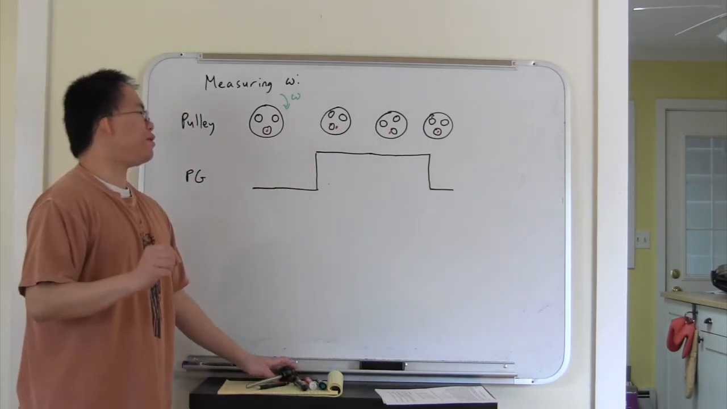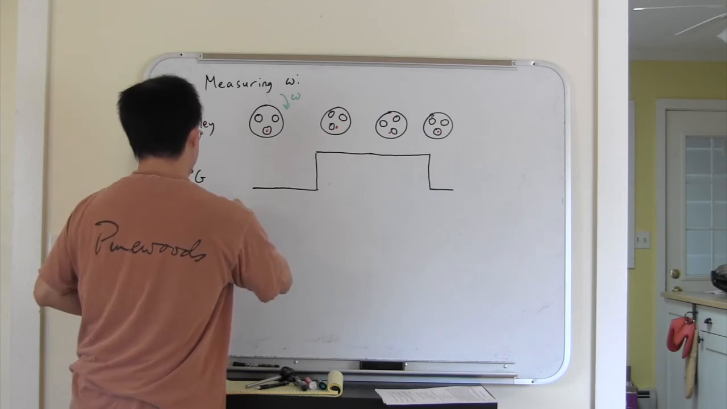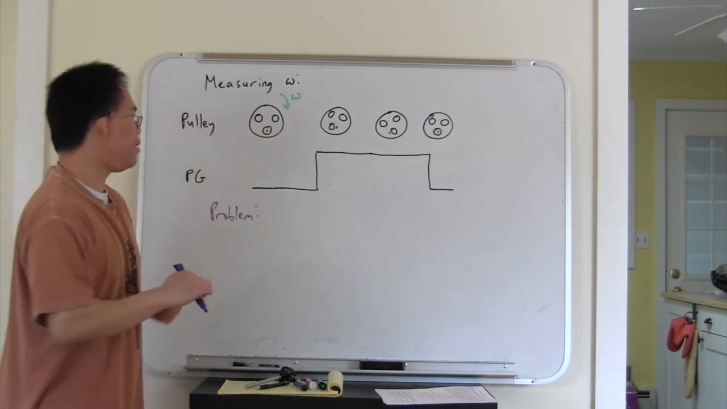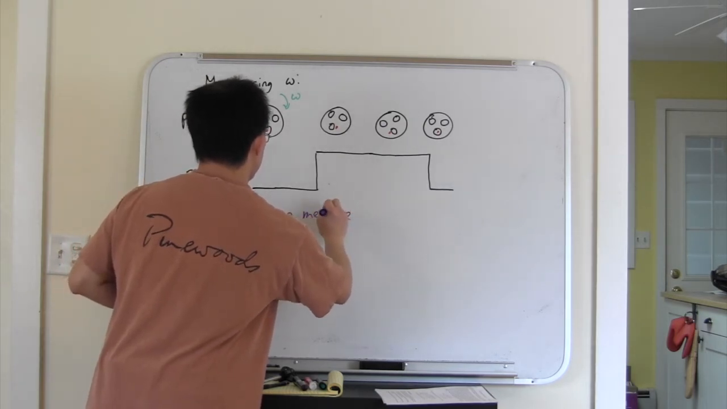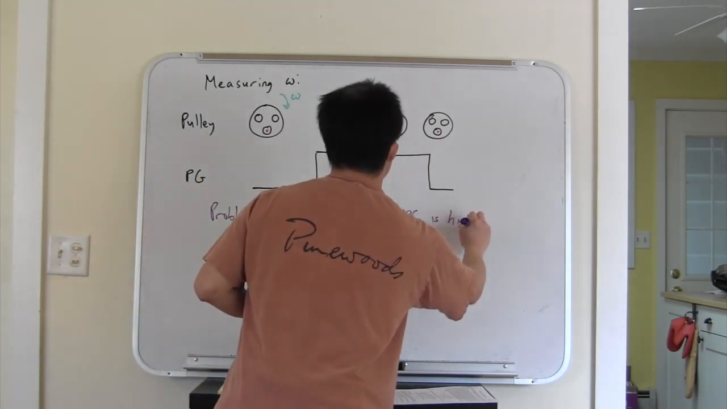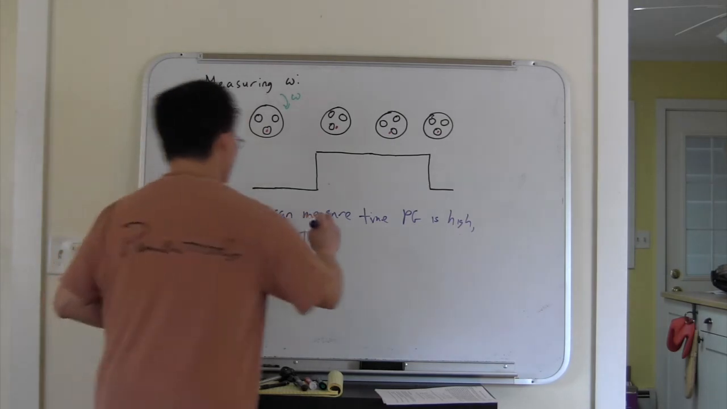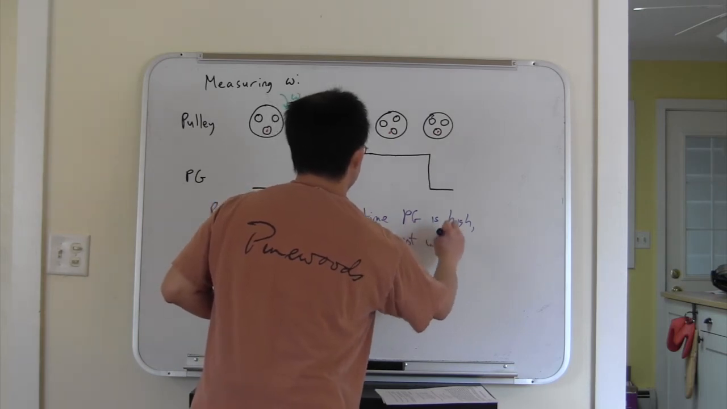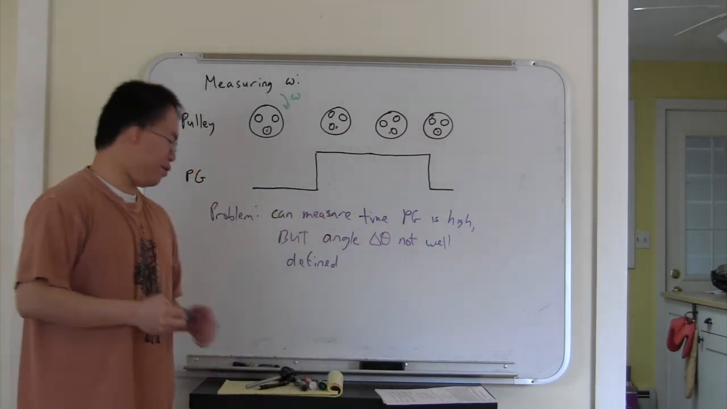Now, there's a problem with this, right? Because if we just try to do this, we don't know exactly where the beam is getting broken, so we can measure the time PG is high, but we don't know the angle; it's not well defined. It's hard to tell exactly what angle this rotates through.